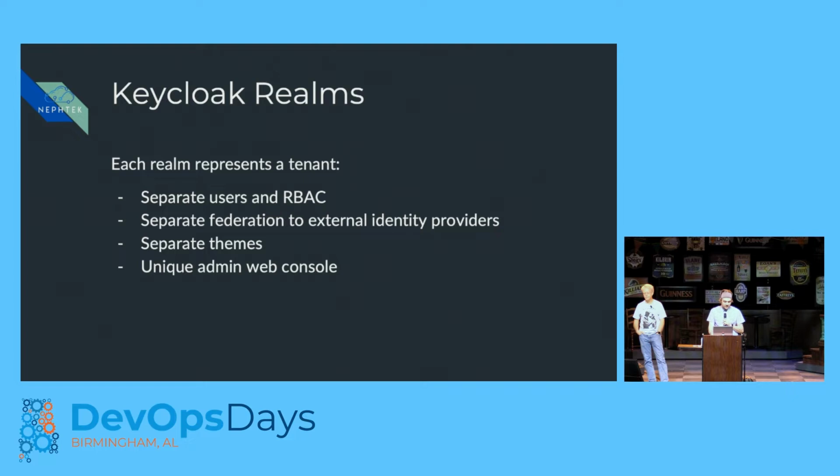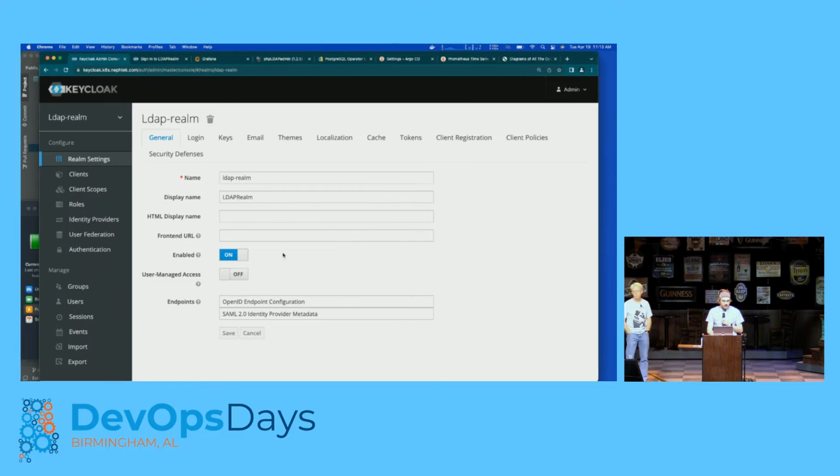So the first thing we're going to talk about is Keycloak realms. So what is a realm? Each realm represents a tenant. It allows for separate users, separate RBAC, separate federation to external identity providers, separate themes, and a unique admin web console. So over here, we're going to take a look at a realm.